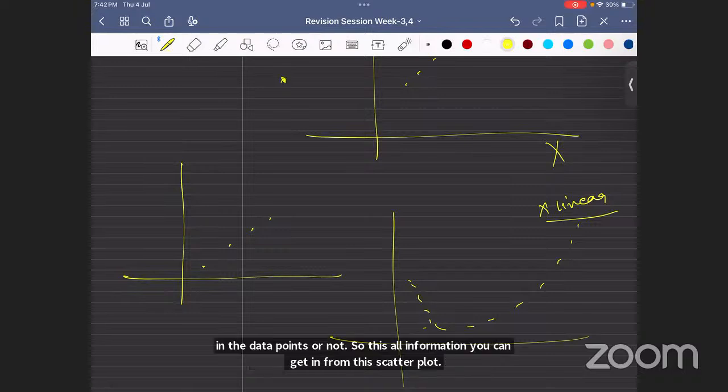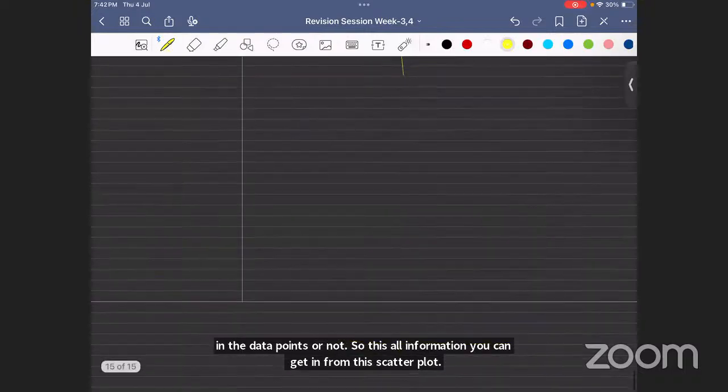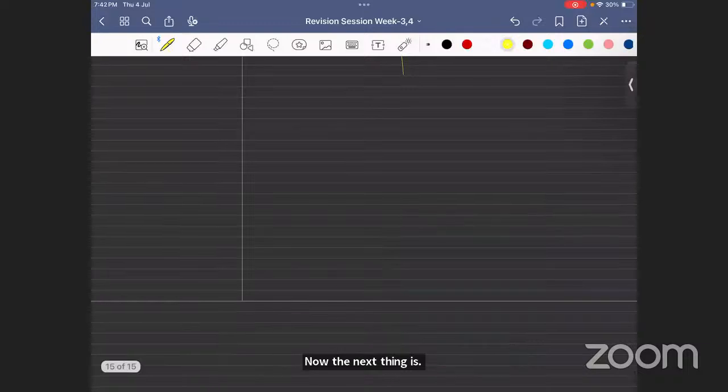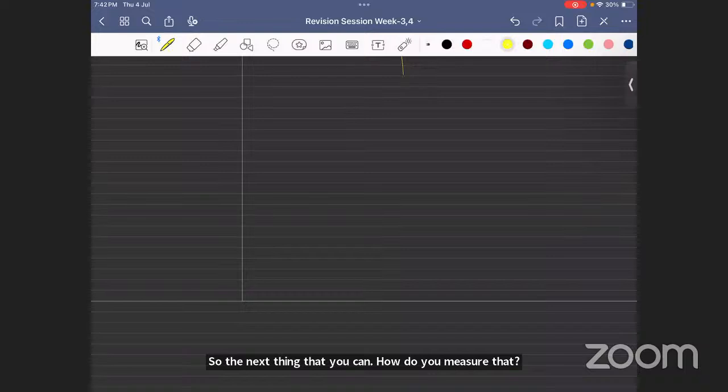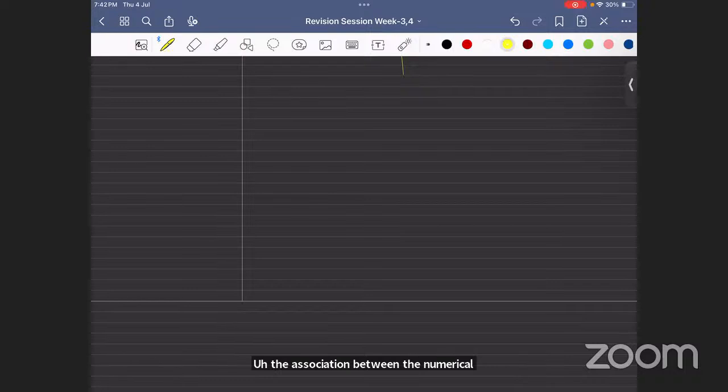Now the next thing is, how do you measure that? If you have plotted the scatter plot, how are you going to measure the association between the numerical variables? So basically we are dealing with two methods, two measures by which we measure the strength of the association.